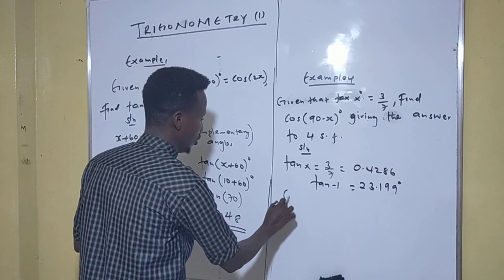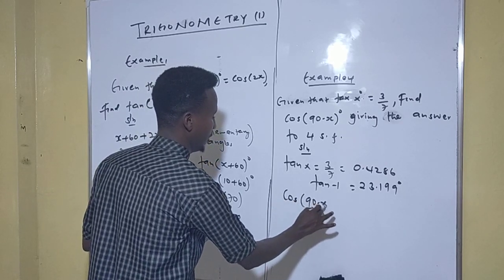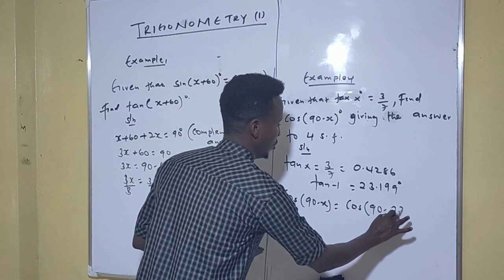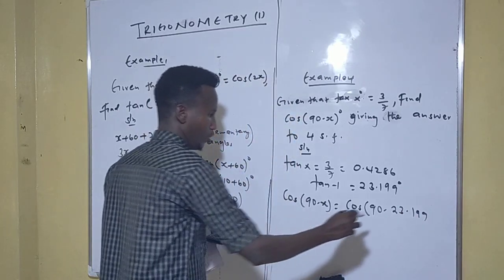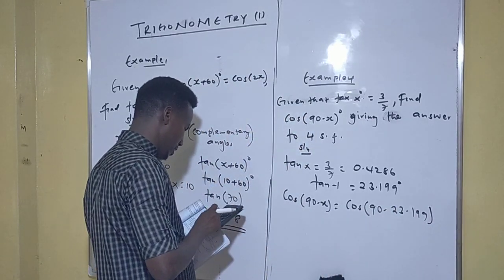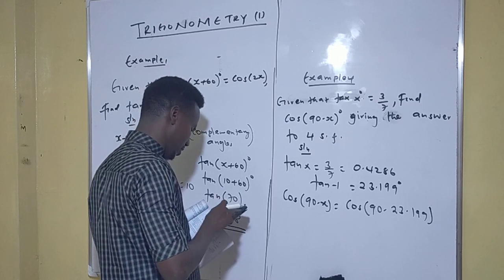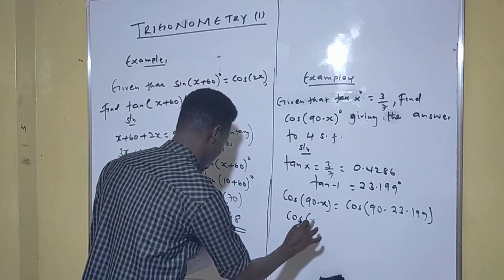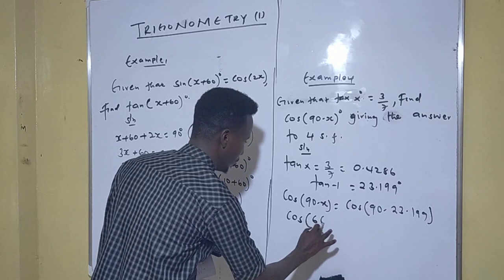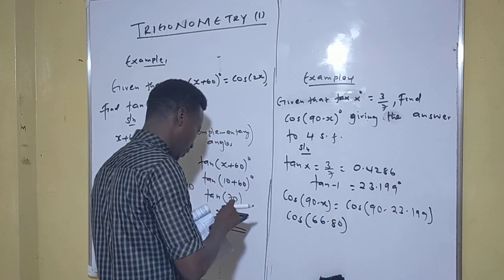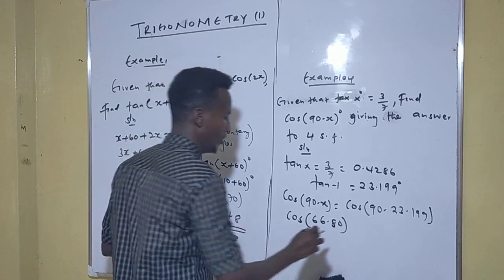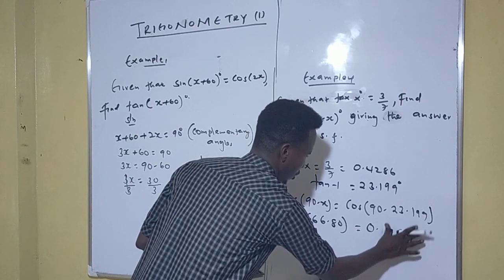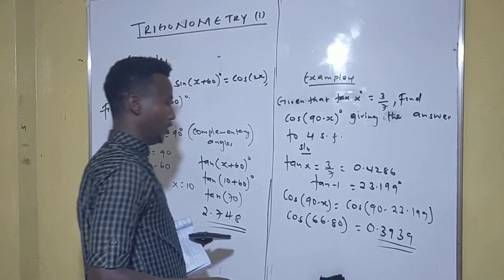Then I can say like this: cos into 90 minus x, therefore, will be cos, open the bracket, 90 minus 23.199, close the bracket. So it will be 90 minus the final answer. That is cos of 66.80. So cos of that will give us what? 0.3939. Are you getting that? 0.3939.